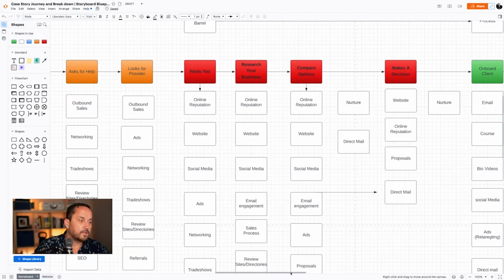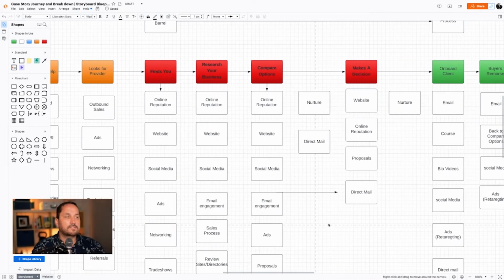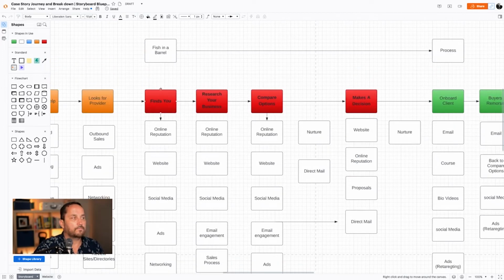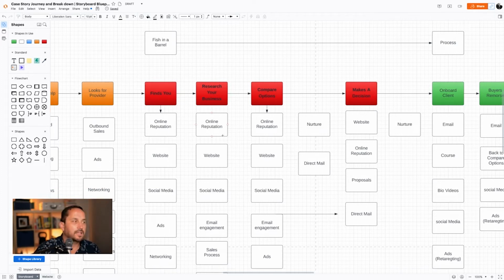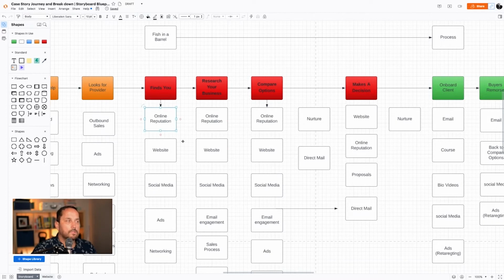But the next place that you want to spend time, and I'd say this is the place that we want to spend the most time, is what we call the fish in the barrel. It's from here, they find you, until they process. People, you have to be thinking about this. Think about how much time people are doing research on you. And from finds you, researches your business, compares options, makes a decision. In that, they are Googling you, right?